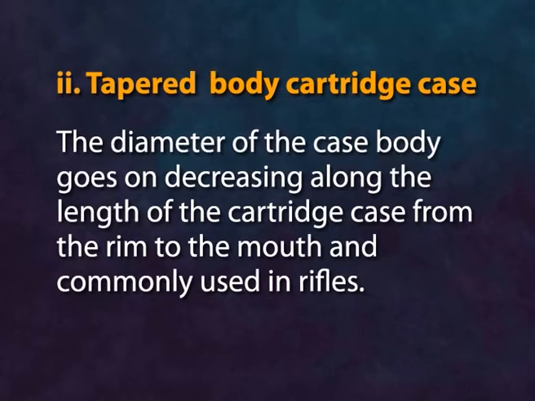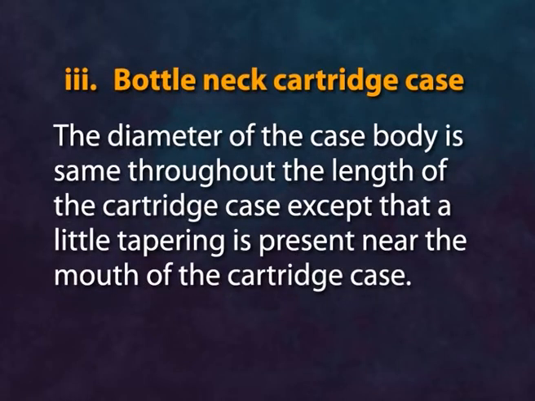Next is tapered body cartridge case. In tapered body cartridge case, the diameter of the case body goes on decreasing all along the length of the cartridge case and from the rim to the mouth, and they are commonly used in rifles. Third one is the bottleneck cartridge case. In this type, the diameter of the case body is same throughout the length of the cartridge case, except that little tapering is present near the mouth of the cartridge case.